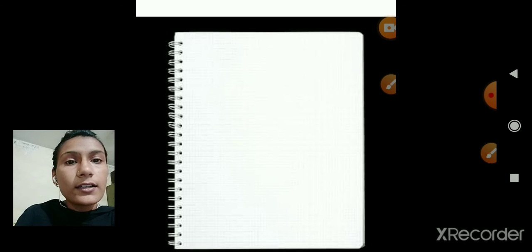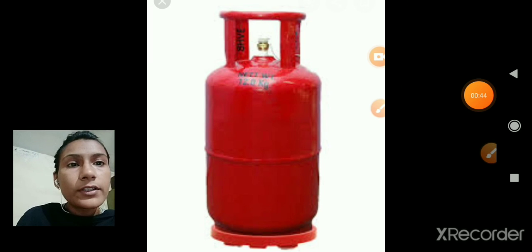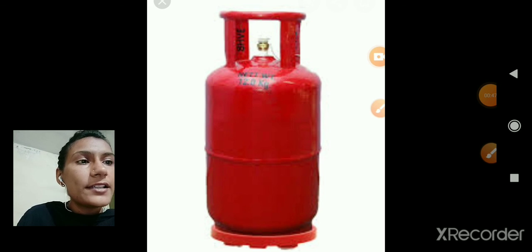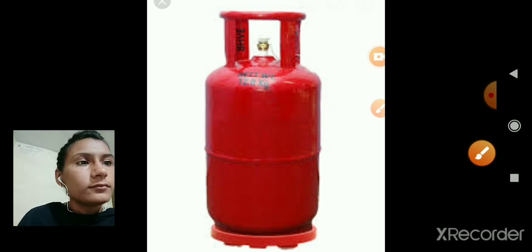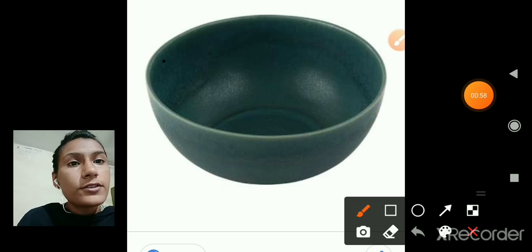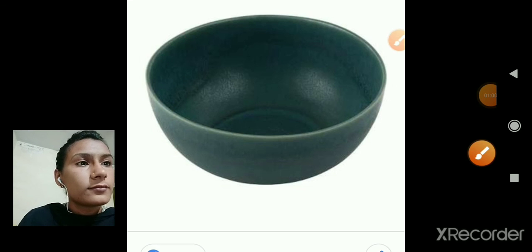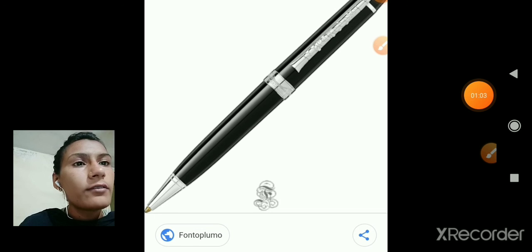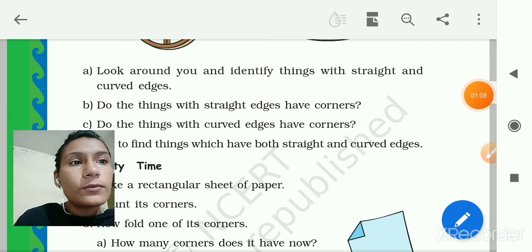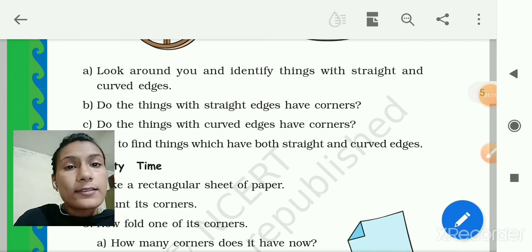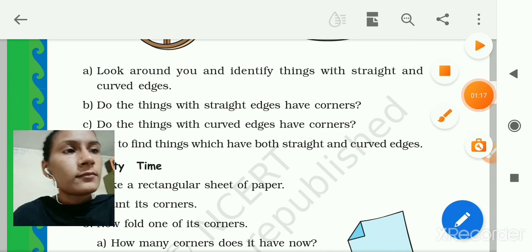Now let's see the other examples of curved edges. So the first example of curved edges is a cylinder, you know. You can see these curved edges. And a pen also has curved edges. So the things which have curved edges are a cylinder, a bowl and next one is a pen.